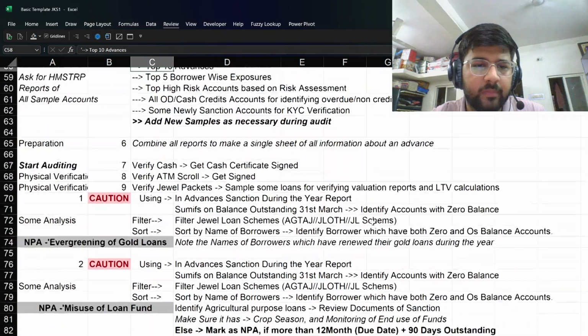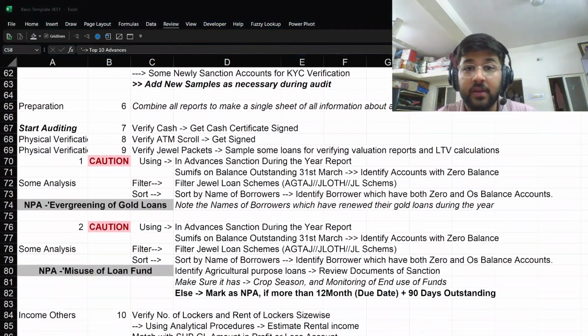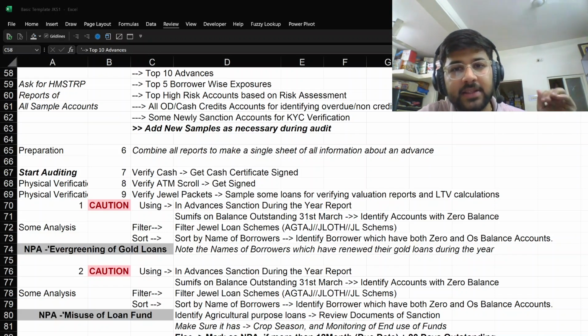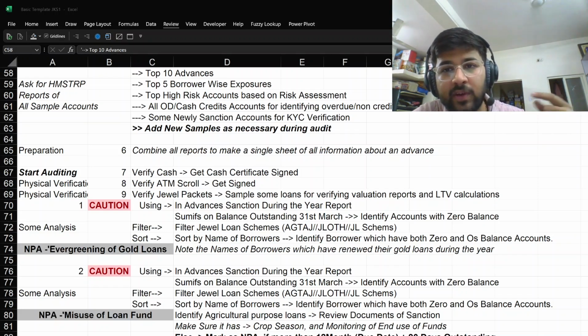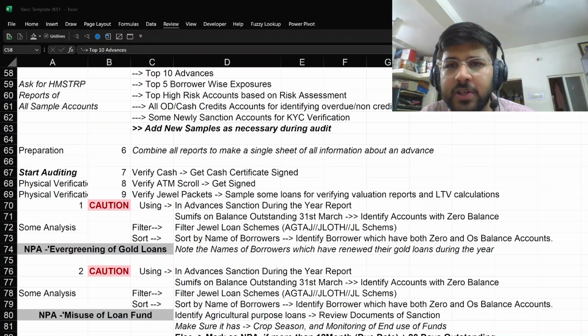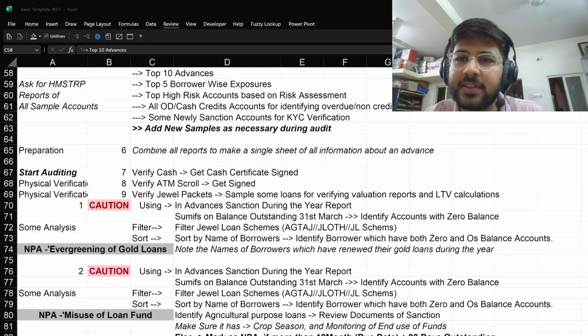Now, preparation. The first step of preparation is to combine all of the reports into a single sheet where each and every piece of information in any report generated through the HFIN RPT is captured. So when you filter a single advance, you get all of the information from all of the reports. This makes it easier for you to make a judgment about whether an account is fishy or not, or whenever you want the information to be compared with the documents.